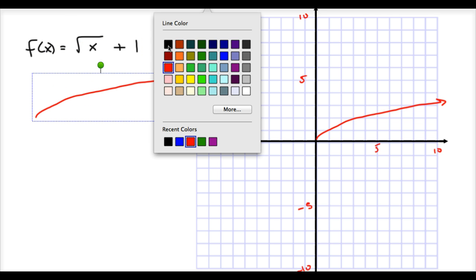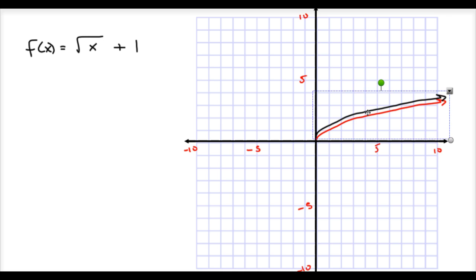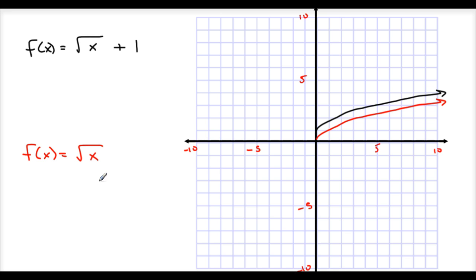So I'm going to put this graph in black. I'm going to take this graph and just move it up 1 unit. What is the domain of my parent function in red? What did we say the domain of our parent function was? X is greater than or equal to 0.